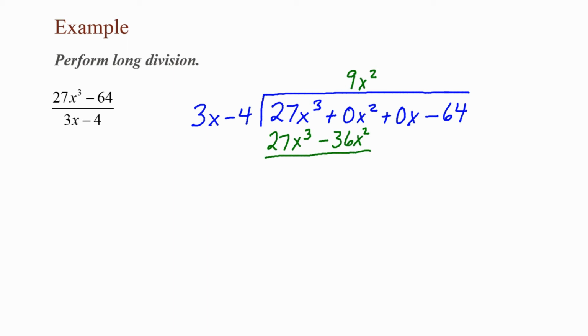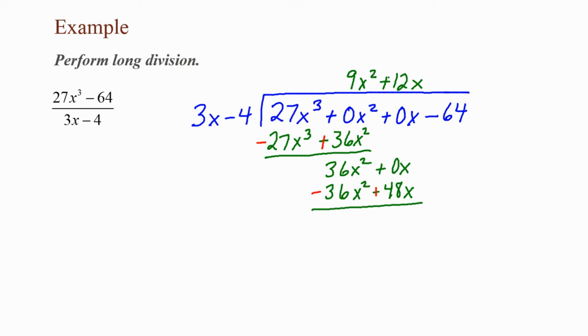So my like terms have lined up. Subtracting 27x to the third minus 27x to the third is 0. 0x squared plus 36x squared is a positive 36x squared. Bringing down my 0x, I now need to decide what times 3x gives me 36x squared. Positive 12x. So 12x times 3x is 36x squared. 12x times a minus 4 is a negative 48x.